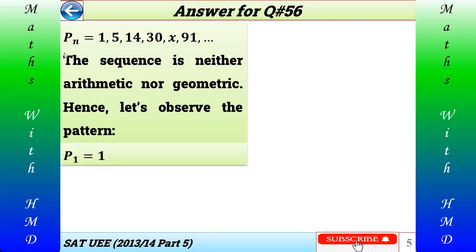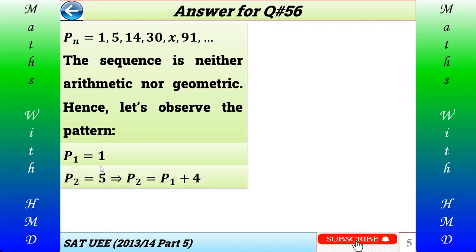So as it is given here, assume this one is a pattern or a sequence which is P of n. It is going to be 1, 5, 14, 30, x, 91. So P1 is going to be 1. Here it is. So P1 is 1. Then observe P2. P2 is 5.